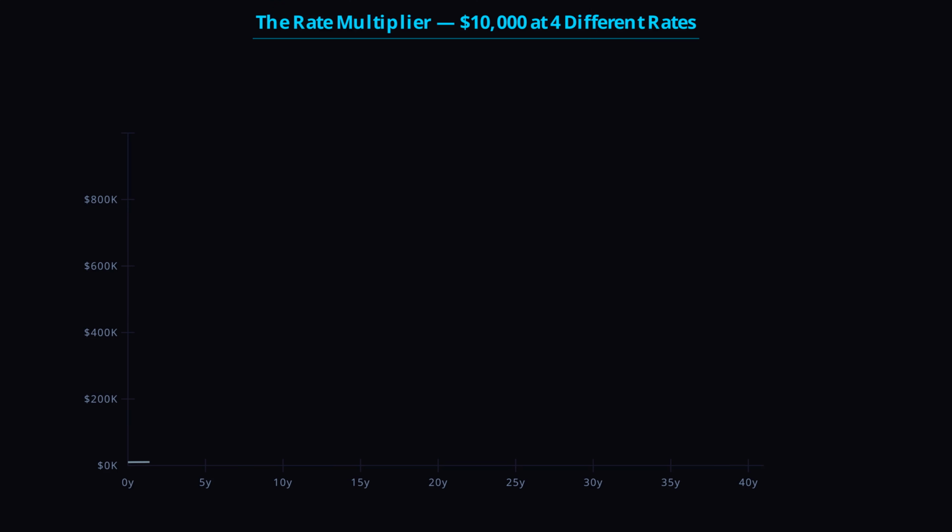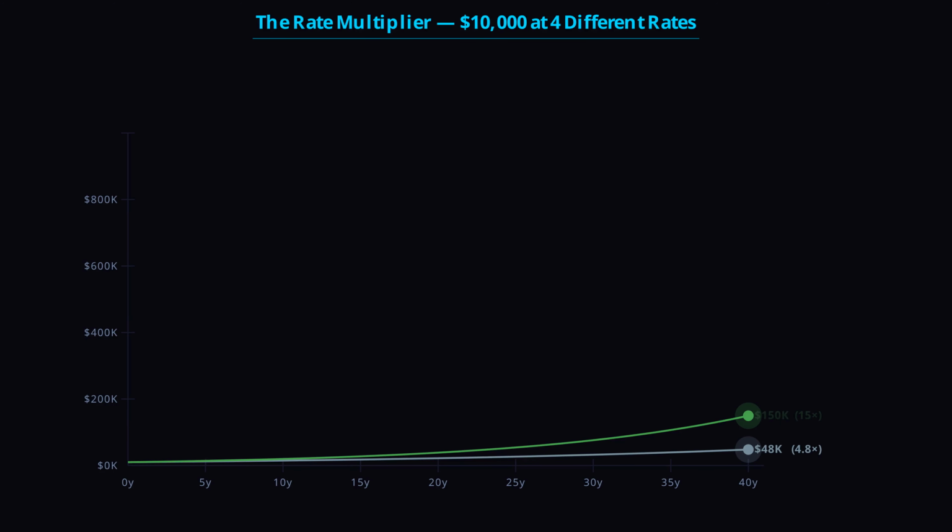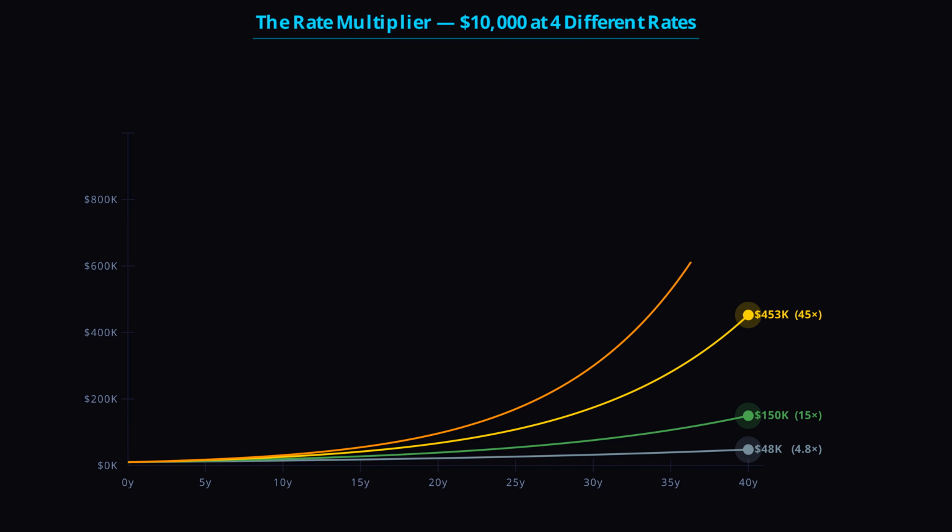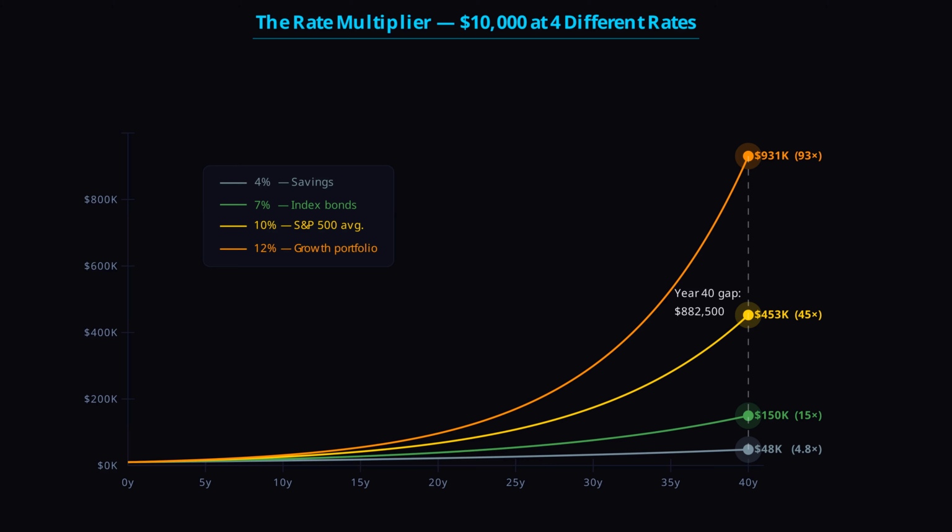The rate of return matters, but perhaps not in the way most people think. Here are 4 scenarios. Same $10,000, same 40 years, 4 different rates. At 4%, the kind of return you'd see from a standard savings account or short-term government bonds, you end up with $48,000. Real growth, but barely 5 times your starting amount after 4 decades. At 7%, closer to a globally diversified bond and equity portfolio, $149,000.